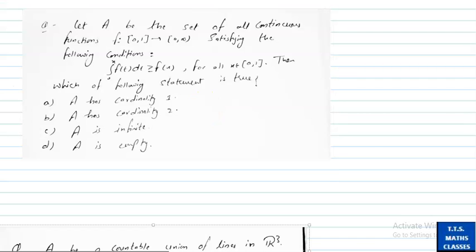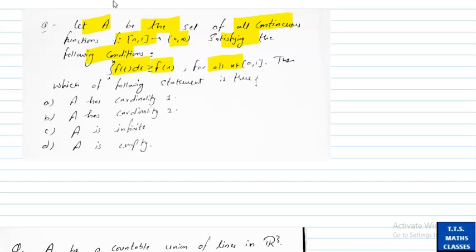So in today's lecture, I will start again the question of the day. Okay. So the question is, let A be the set of all continuous functions f from the closed interval [0, 1] to [0, infinity), satisfying the following condition. The condition is the integral from 0 to x of f(t) dt is greater than or equal to f(x) for all x belonging to the closed interval [0, 1]. Then, which of the following statements is correct?